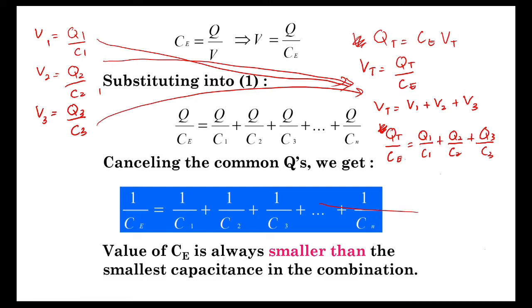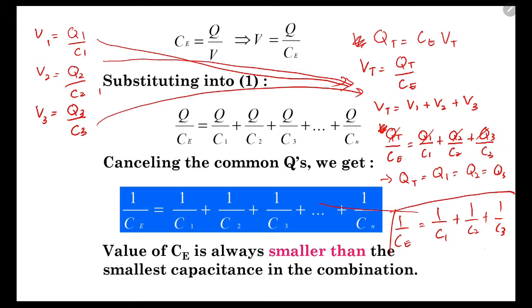Right, so what we know from the theory is that the charge is the same for every capacitor connected in the series circuit. So we can cancel Q. It means that Q total is equal to Q1, equal to Q2, and also equal to Q3. So we can cancel it. So what we have here is 1 over C effective is equal to 1 over C1 plus 1 over C2 plus 1 over C3.